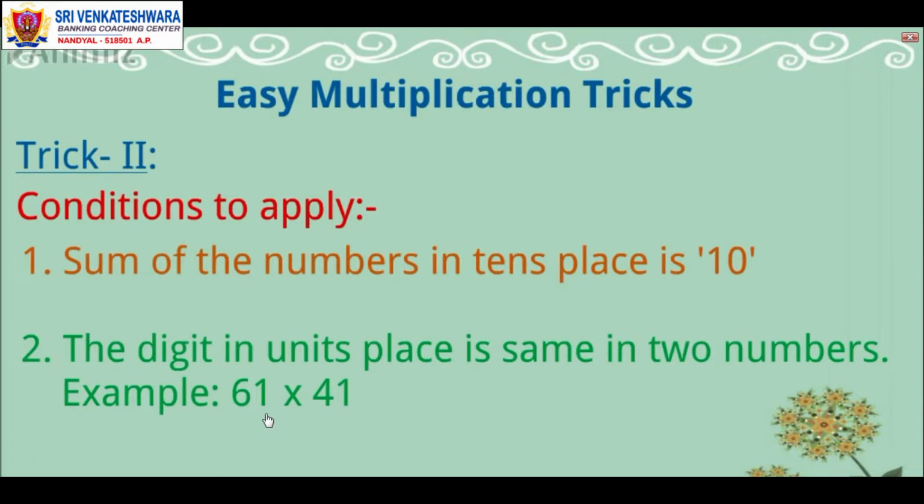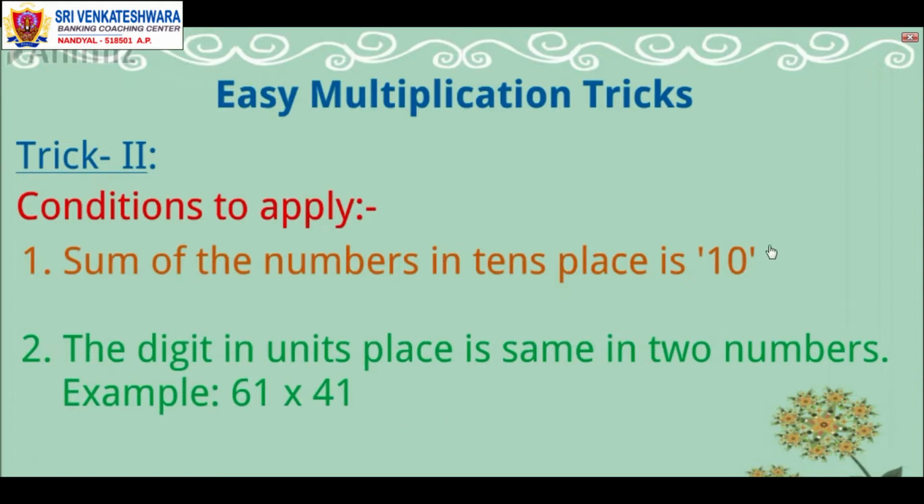Here let us see an example. In units place, what are all the digits that are there? Here in units place it is 1 and here it is 1. Both must be equal, both must be the same. And when it comes to the digits in tens place, here it is 6 and it is 4. The sum must be equal to 10.